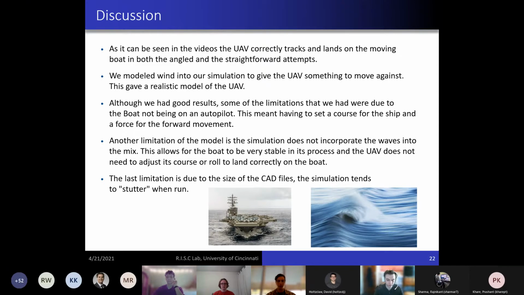And again, as Kellen stated, the last limitation in our simulation was due to the size of our CAD files, and it tends to stutter a little bit in the videos.